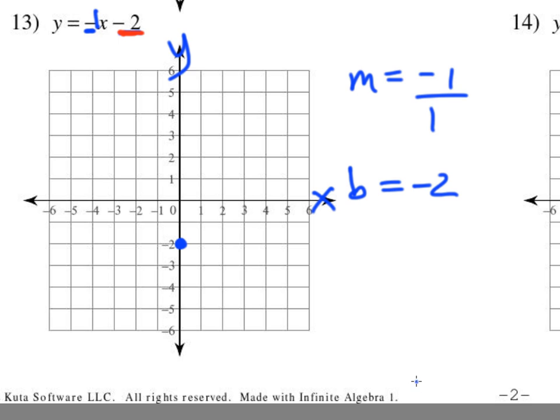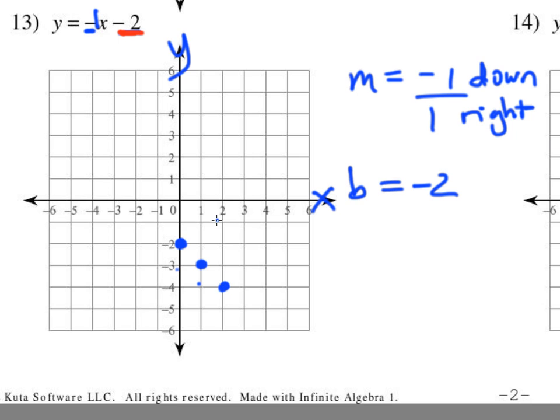Let's think about how do we move here. It's rise over run. What would a negative rise look like? Negative rise is going to go not up, it's going to go down. Down 1. This is still positive, so we're going to go to the right. So we're going to go down 1, right 1. So let's do that. Down 1, right 1.